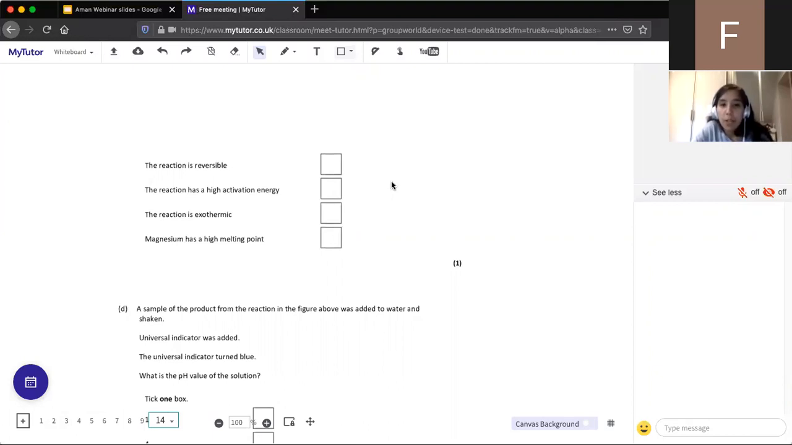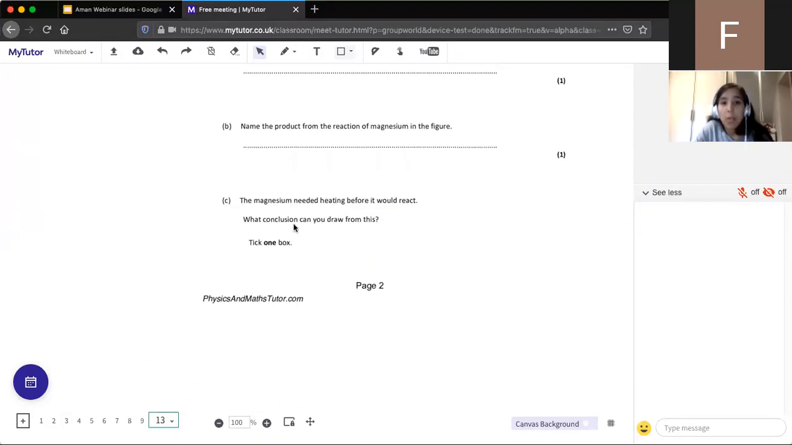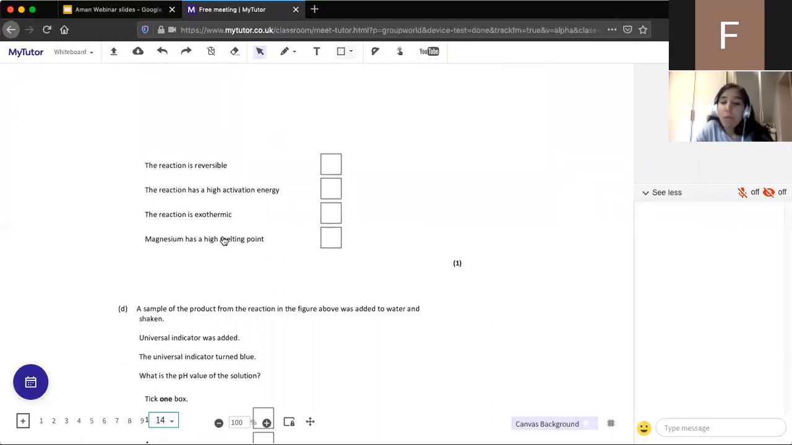Okay, so we've got some differing answers. Some people are saying it has a high activation energy. Some people are saying it has a high melting point. Okay, I'll just wait for a few more answers to see what other people think. Someone's asking, what is the question again? It says, what conclusion can we draw from the fact that magnesium needed heating before it could react? So which of these four can we tell from the fact that we needed to add energy to get magnesium to react?